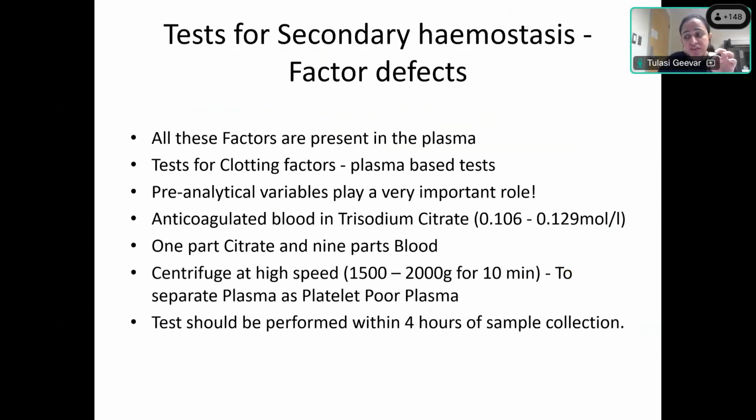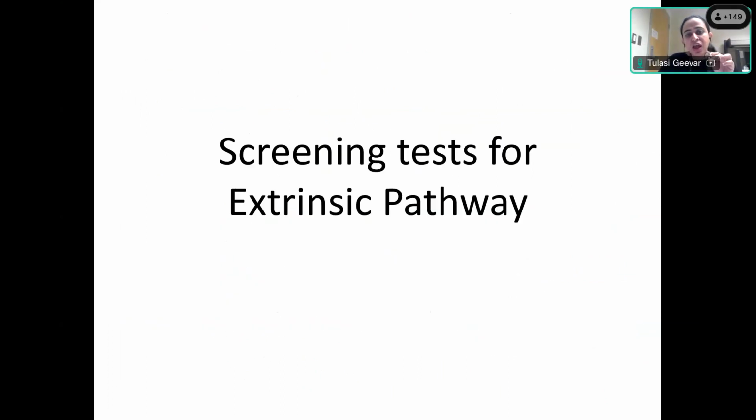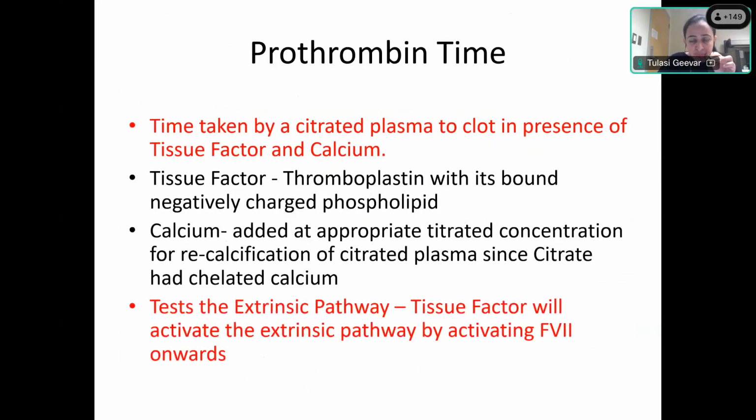So all these factors are present in the plasma, so you need to do a plasma-based test. Here the pre-analytical phase plays a very important role, not just in secondary hemostasis, but in all coagulation tests. So for screening tests for the extrinsic pathway, we have the prothrombin time. It is the time taken by citrated plasma to clot in the presence of tissue factor and calcium chloride.